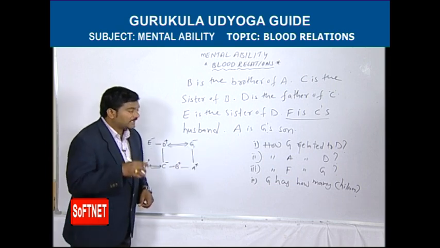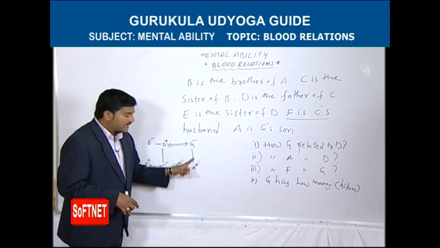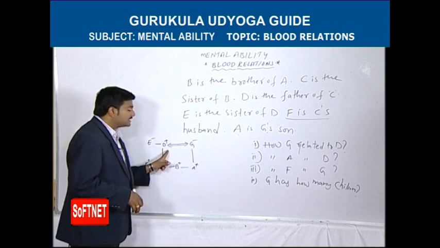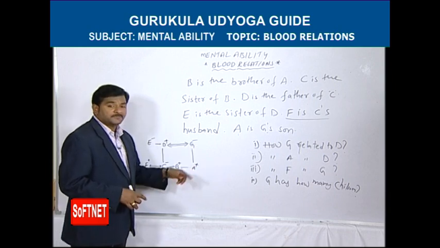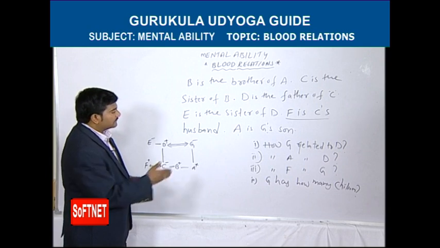And finally, A is G's son. G's son. Obviously, I know that A's father is D. That's why G must be a female gender. Okay, I understood this concept. Now by using this, we will solve one by one.